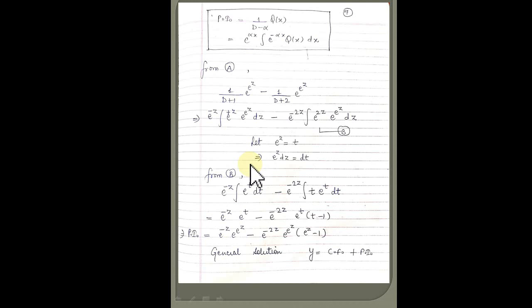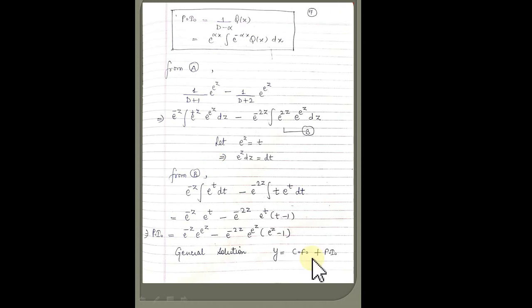We have applied the above formula here and now we have to solve this integration part, and for this we are replacing e raised to the power z as t. And after taking this substitution, this equation number B will reduce to this form: e raised to the power minus z integration of e raised to the power t dt minus e raised to the power minus 2z integration of t e raised to the power t dt. After integration, we are getting this term, and the general solution can be written as complementary function plus particular integral.